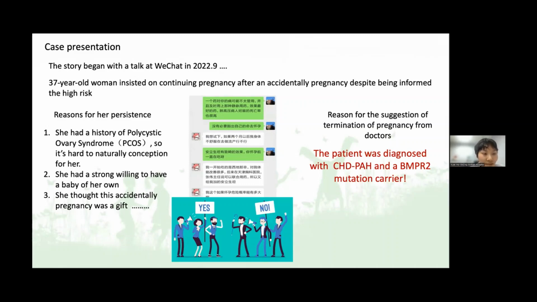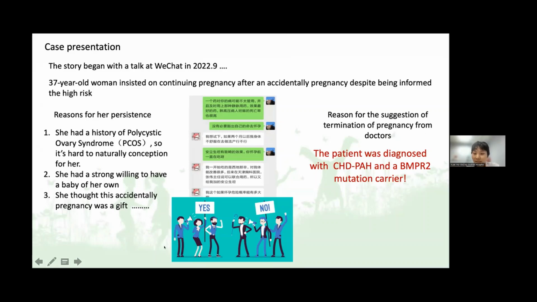A 37-year-old woman insists on continuing pregnancy after an accidental pregnancy despite being informed of the high risk. So the patient insisted on pregnancy because, A, she had a history of PCOS, so it's hard for her to conceive naturally, and B, she had a strong willingness to have a baby of her own, and 3, she thought this accidental pregnancy was a gift for her, and so on.